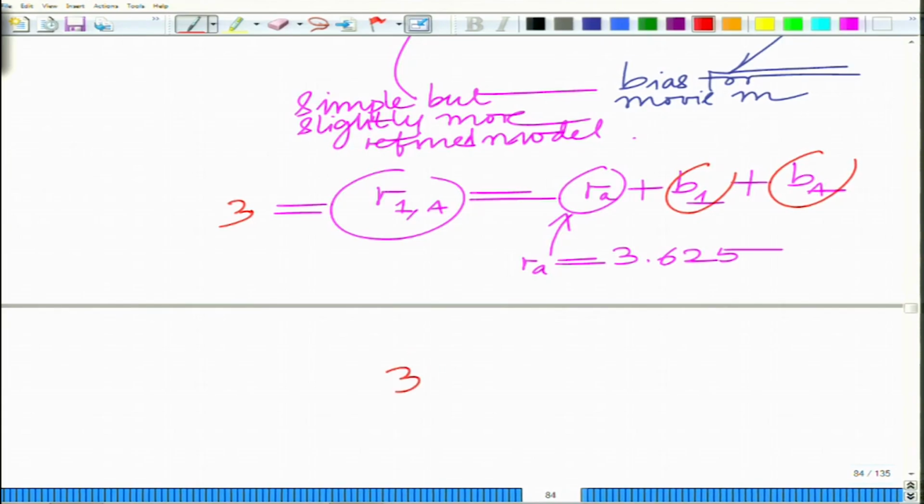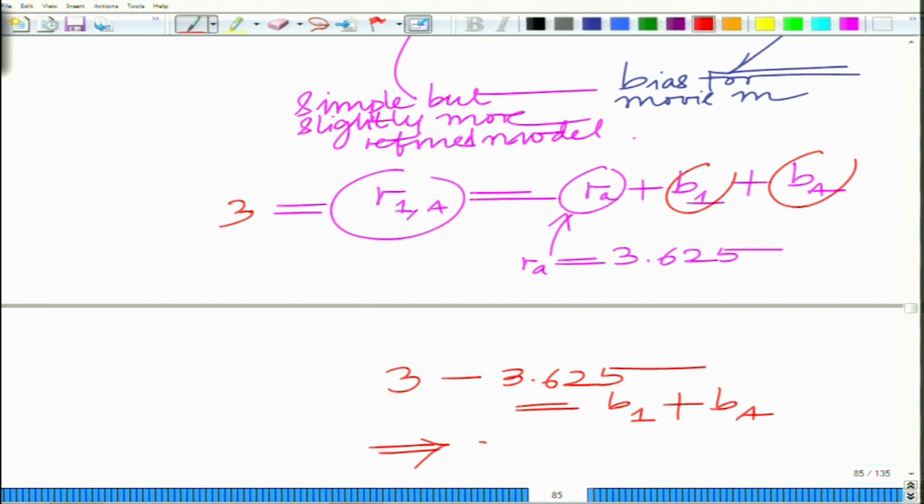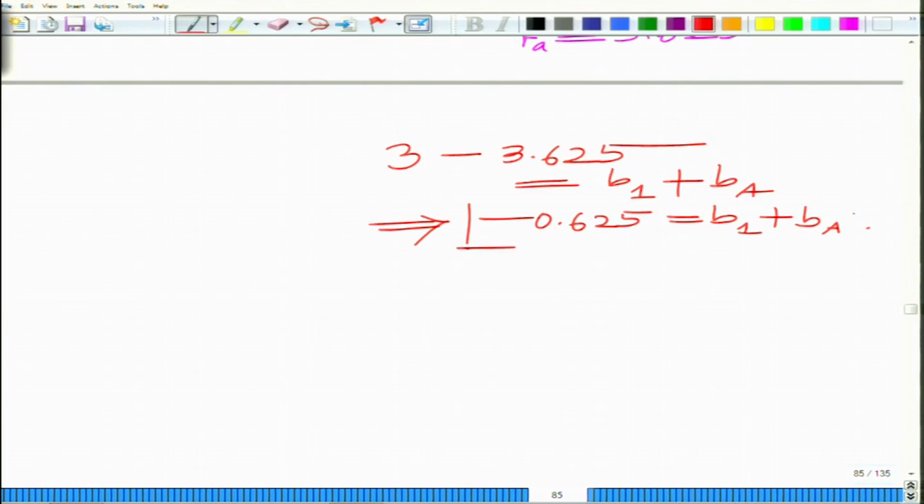So this implies 3 minus 3.625 is equal to B1 plus BA, which implies minus 0.625 equals B1 plus BA. Okay, this is an interesting result that you have.